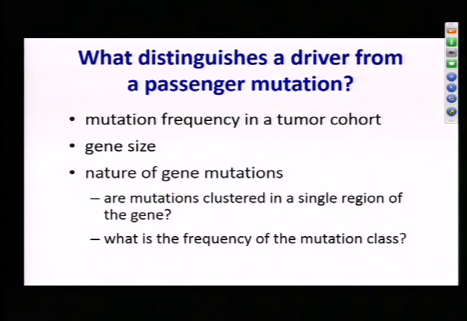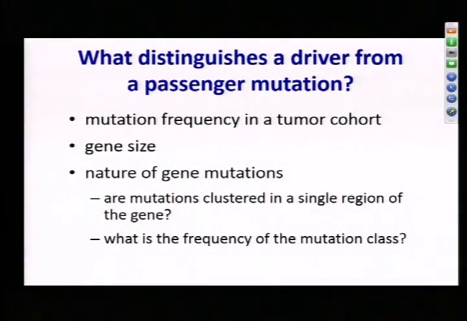So how then do we decide what is a driver mutation and what's a passenger mutation? Well, a lot of it has to do with figuring out the mutation frequency within a tumor cohort, and then correcting for gene size. Genes are a variable size. You would imagine a massive gene, like one of the larger genes in our genome, is called Titin, appropriately. It's a massive gene. You would expect randomly mutations to land within Titin much more often than a small gene, and so we need to account for that.